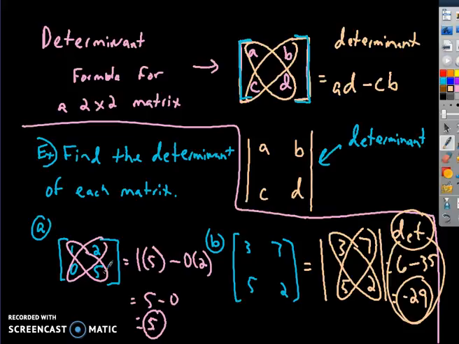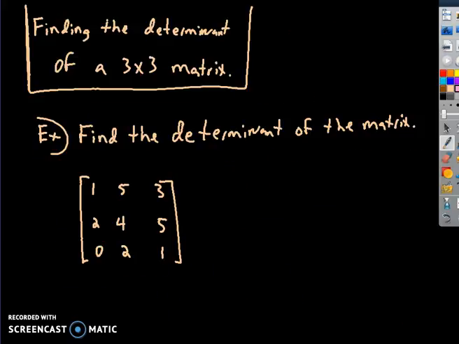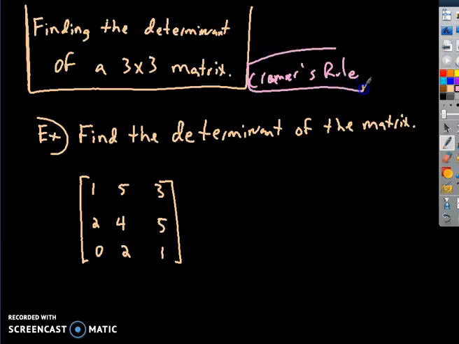3 by 3s are just as easy, even though there's a little bit more to it, so let's talk about it. This section is about finding determinants of 3 by 3s. There's a rule for it, and the rule is called Cramer's Rule. Some guy named Cramer found it. Instead of writing all these variables on the board, I'm just going to go straight ahead and explain how to use Cramer's Rule.